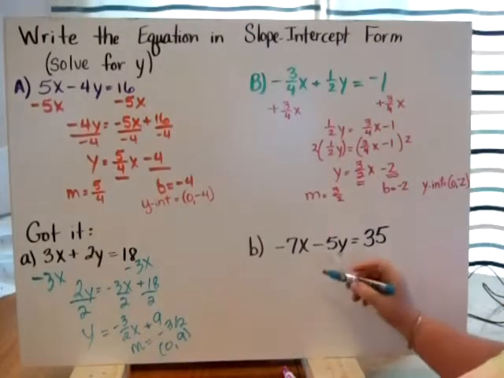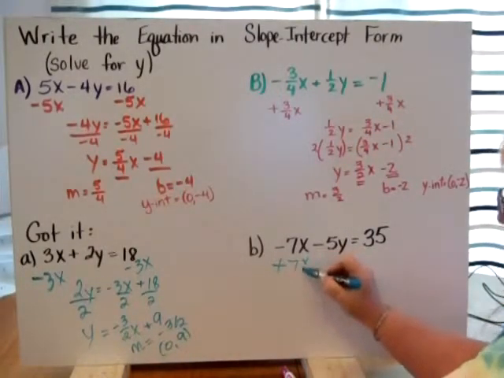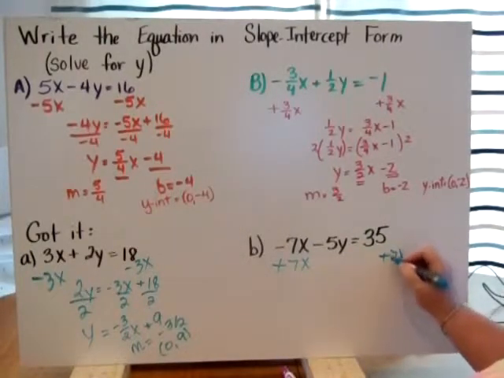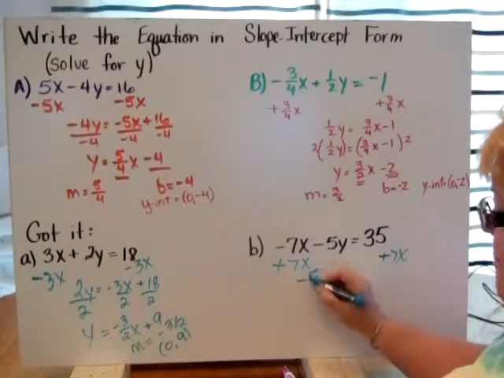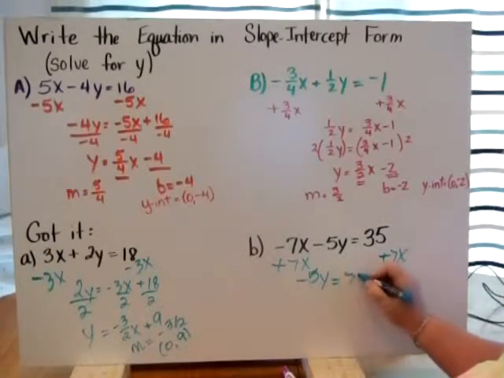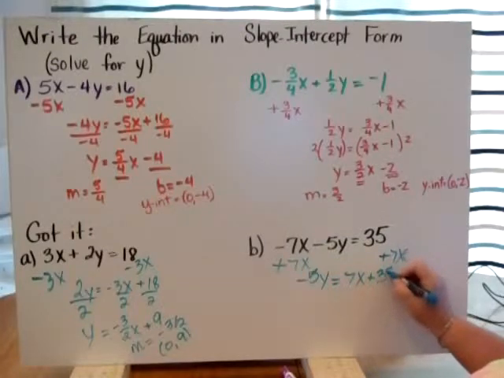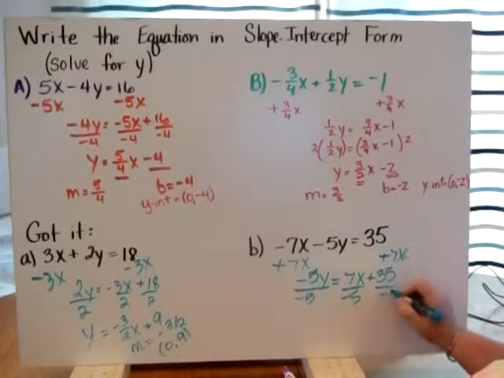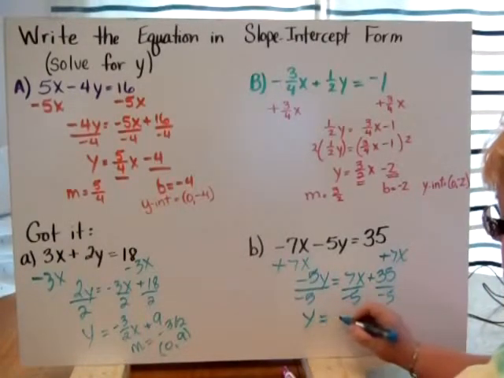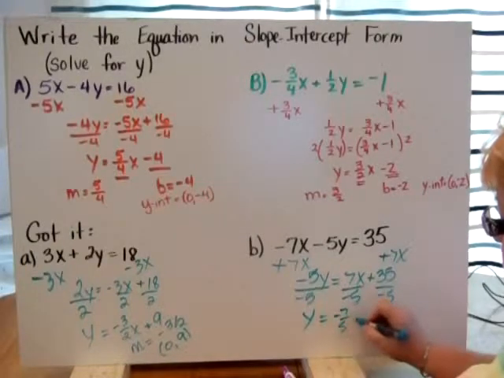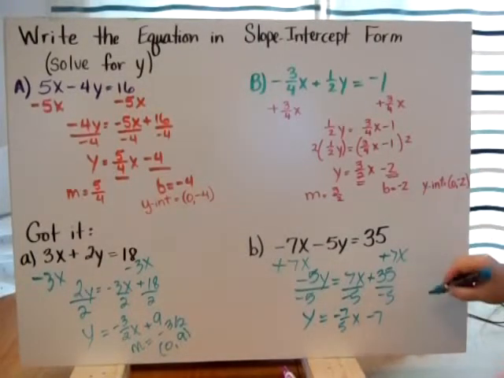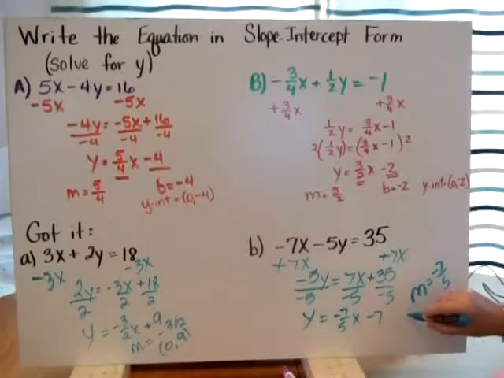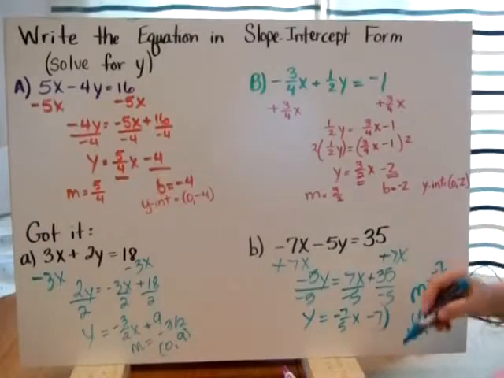On this one, we're going to add 7x to both sides. That will leave us negative 5y equals 7x plus 35. Divide both sides by negative 5. And that will leave you y equals negative 7/5 x minus 7. So your slope is negative 7/5. Your y-intercept, since this is your b, will be the point (0, -7).